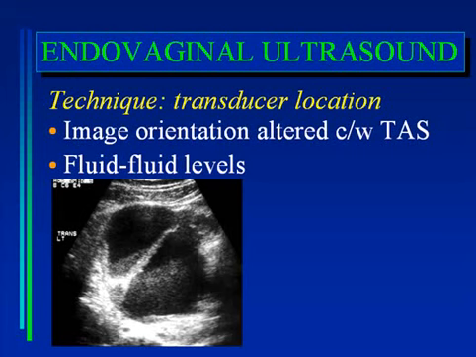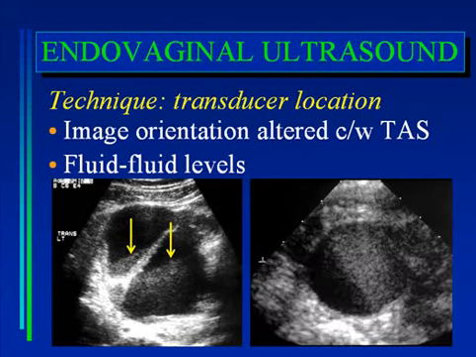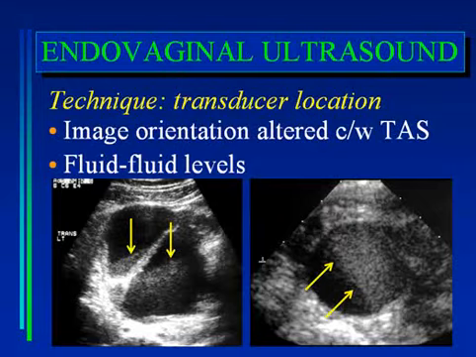One of the limitations is actually an easy one to get over, so long as one understands it, and that's that image orientation is altered when you compare it with transabdominal ultrasound. So while a fluid level is going to be seen horizontally at transabdominal ultrasound, as we see with the material layering out in this multiloculated endometrioma, and this is a transabdominal image, at endovaginal ultrasound, you can see that the fluid level will be either at a more vertical or a more diagonal orientation, sometimes causing people to not perceive the presence of the fluid level.